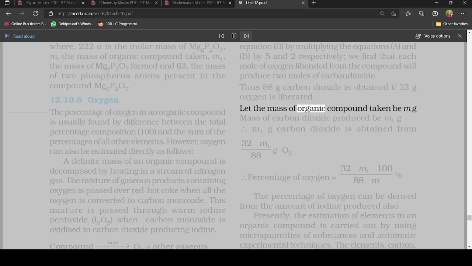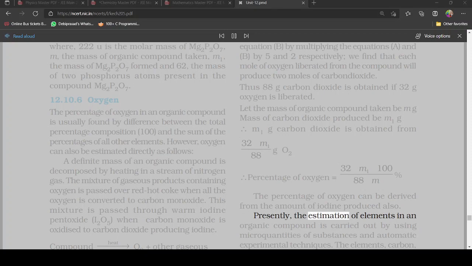Let the mass of organic compound taken be m g, mass of carbon dioxide produced be m1 g. m1 g carbon dioxide is obtained from 32 × m1 / 88 g O2. Percentage of oxygen is equal to 32 × m1 × 100 / 88 × m %. The percentage of oxygen can be derived from the amount of iodine produced also.